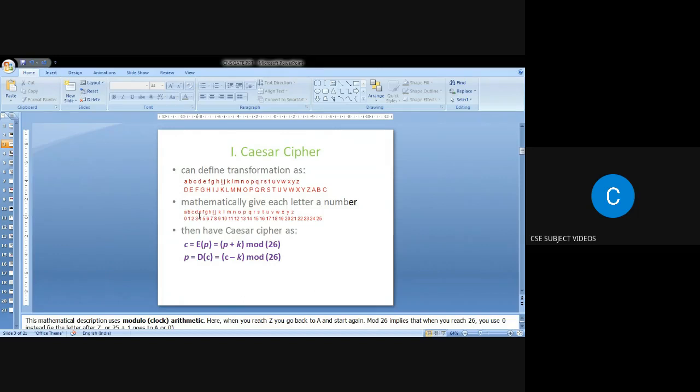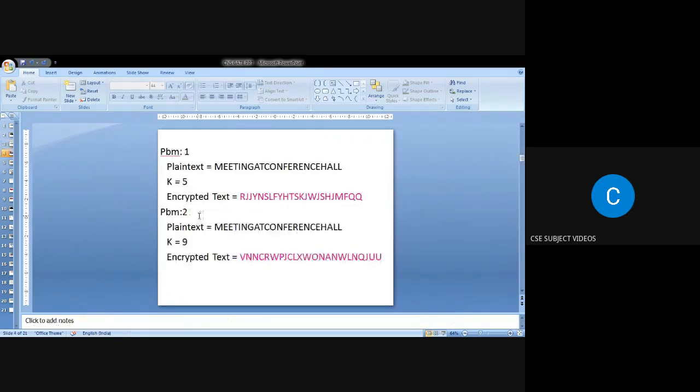For encryption or decryption, you require two ingredients. For encryption, you require a plain text and a key. For decryption, you require an encrypted text and the same key. Here we are taking the plain text: meeting at conference call. This is your plain text.